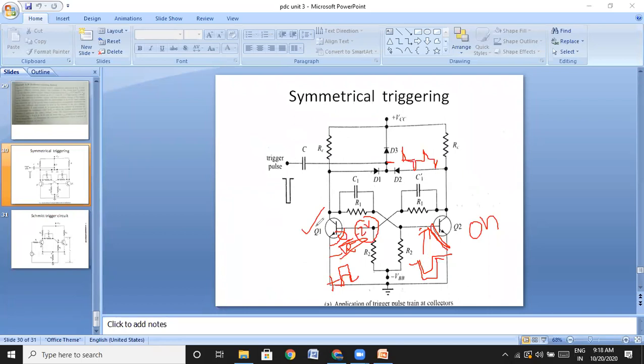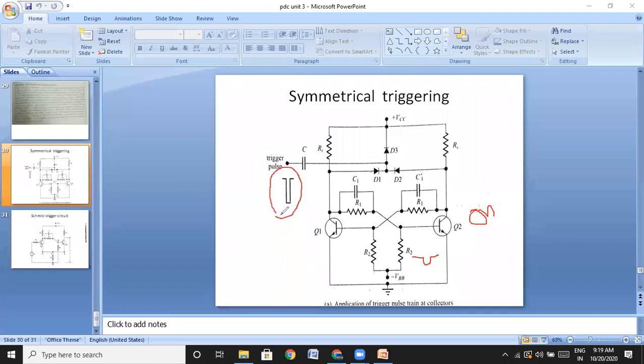Therefore, this bistable multivibrator circuit is more sensitive to negative pulses. For an on transistor, generally the triggering pulse is applied to the base of the on transistor, and this pulse is also a negative pulse. That's why the triggering pulse which I represented here is a negative pulse. Mostly we go for negative triggering only, for bistable multivibrators.